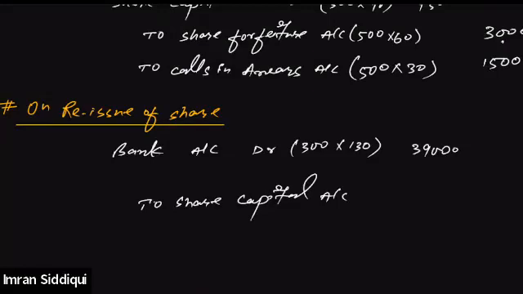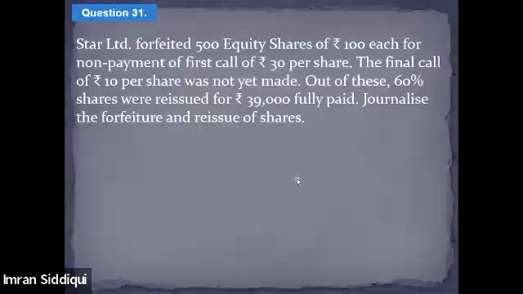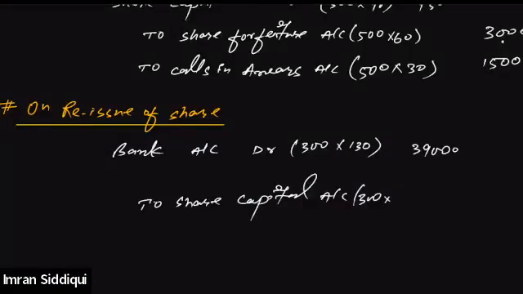Then share capital. Now, this is very important. We will multiply the number of shares being reissued with the paid up value. Since the paid up value for the reissued shares is not given in the question, we will presume that it will be equal to its face value. So if the face value is 100, then we will presume that the paid up value for the reissued share will also be 100. Multiplying this with 300, you will get 30,000.